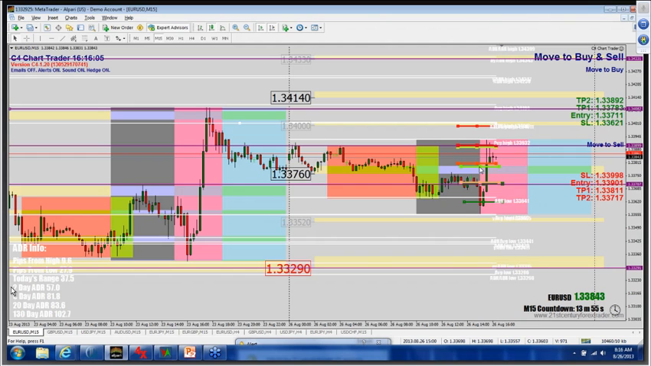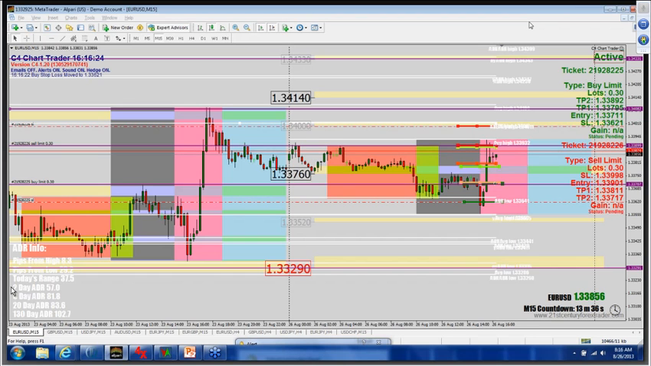So we're going to take profit 1 right here, take profit 2 right up here, and now we're going to move to buy and sell. So we've got a bracket order in, basically just bracketing in this current channel that we're working on. All right, so we're all set there. So those trades are on, and we'll let that one go.